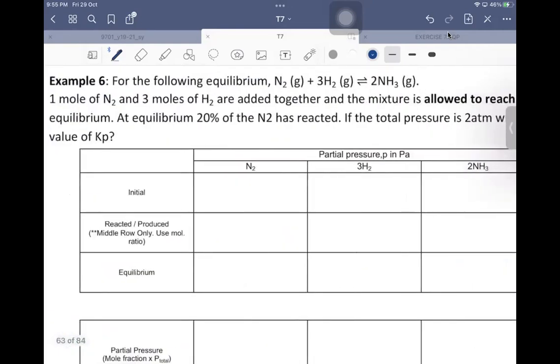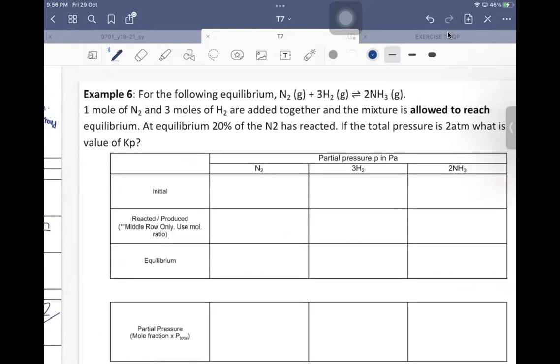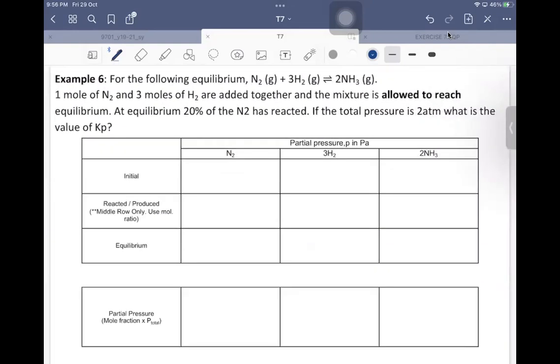Okay. Example 6 is looking at the system of nitrogen and hydrogen to form ammonia. 1 mole of nitrogen and 3 moles of hydrogen are added together and the mixture is allowed to reach equilibrium. So that means they haven't reached equilibrium yet. They are initial values. At equilibrium, 20% of the nitrogen has reacted. If the total pressure is 2 atmosphere, what is the value of Kp?